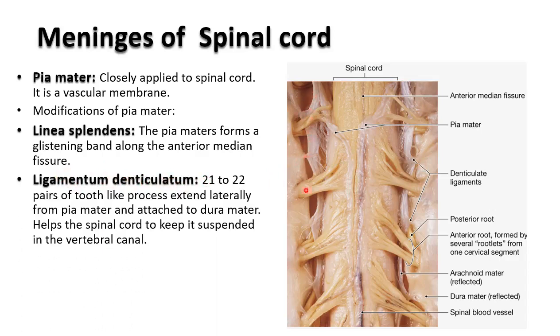21 to 22 pairs you can see along the length of the spinal cord on either side. To some extent they help to keep the cord suspended in the vertebral canal so that the cord does not go and touch or beat the walls of the vertebral canal. So any mechanical injury is prevented by this ligamentum denticulatum or tooth-like processes.